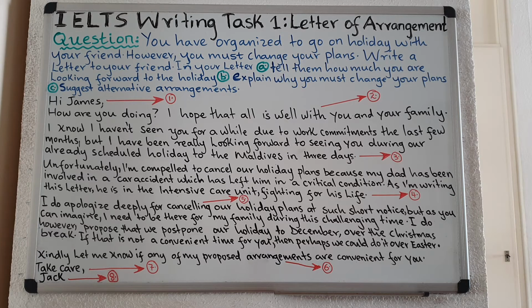You need to tell your friend how much you are looking forward to the holiday. So B, explain why you must change your plans. And C, suggest alternative arrangements. So these 3 points, we must include them in the letter. A, we need to tell the friend that we are really looking forward to the holiday. B, we need to make sure that we explain why the plans have changed. And C, we need to suggest alternative plans, alternative arrangements. Alternative means different plans. Once you have understood the question, step 2 is to begin writing the letter.